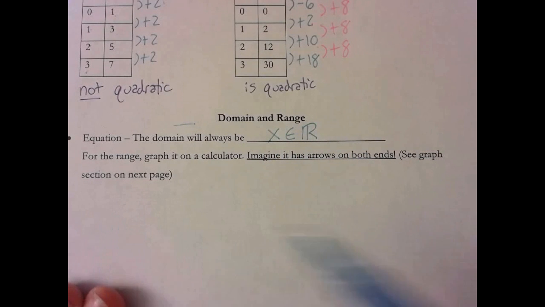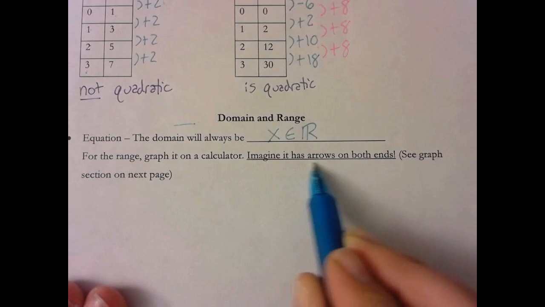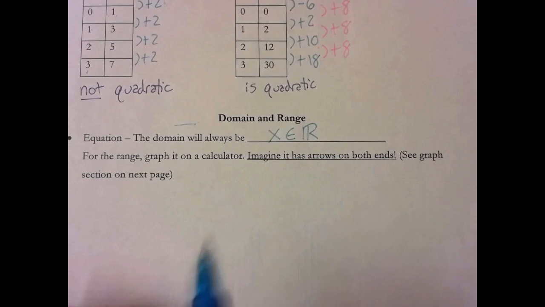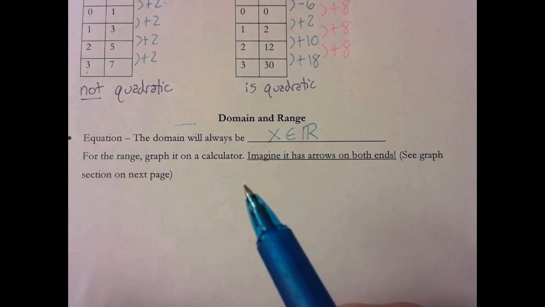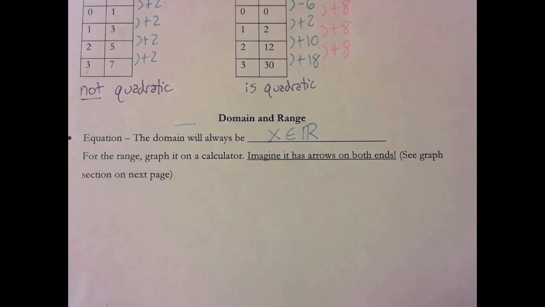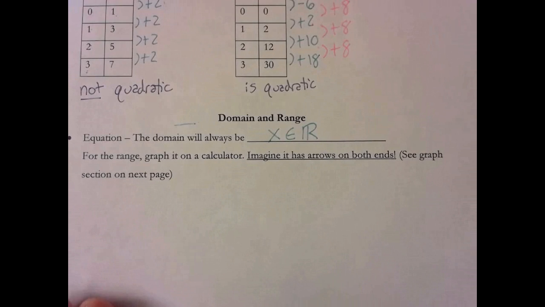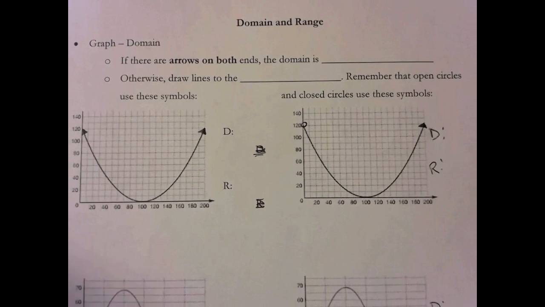For the range, the easiest thing to do is graph it on a calculator. Remember to imagine that it has arrows on both ends. Don't assume that just because our graph stops, that's where it stops. There's no way to show that it goes on forever. So we're going to talk about the graph section on the back of this page.